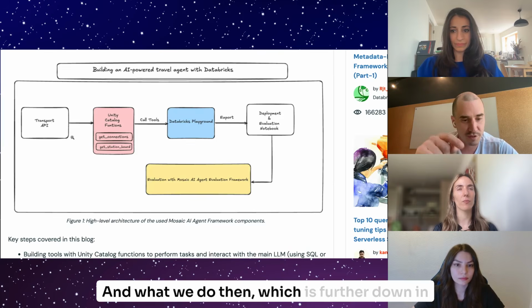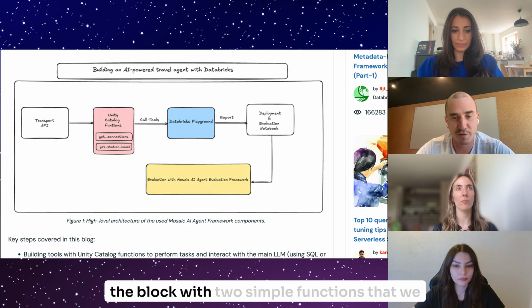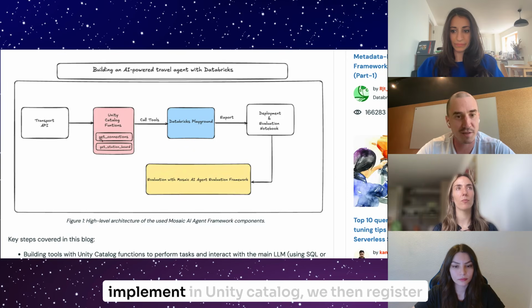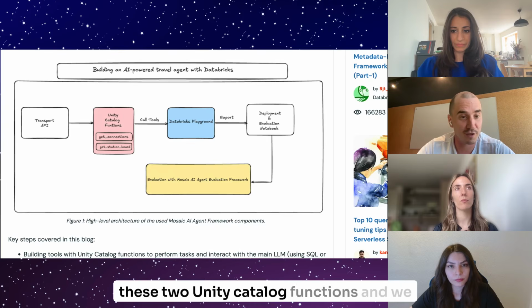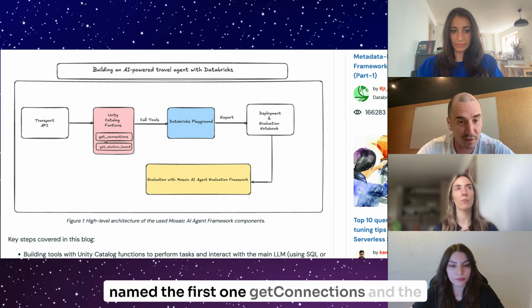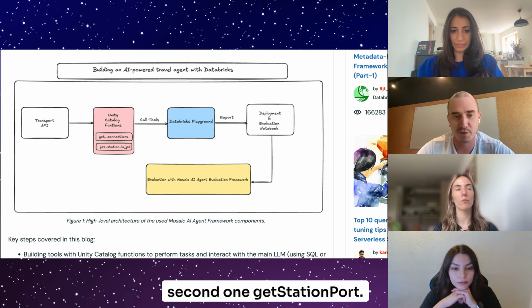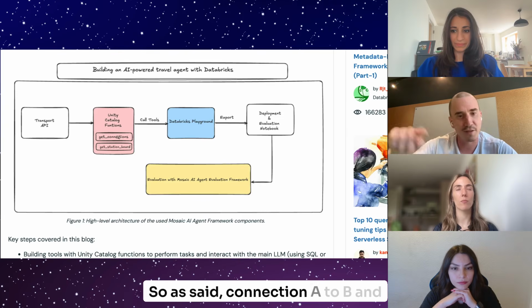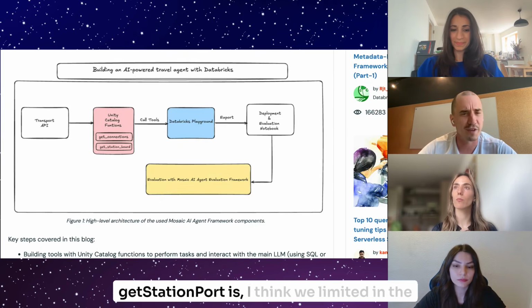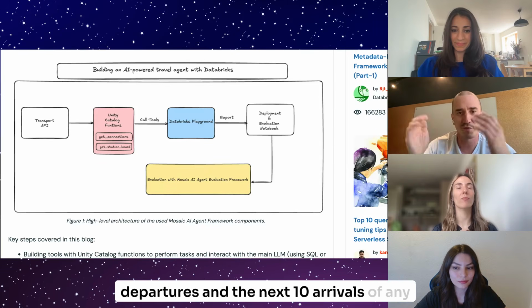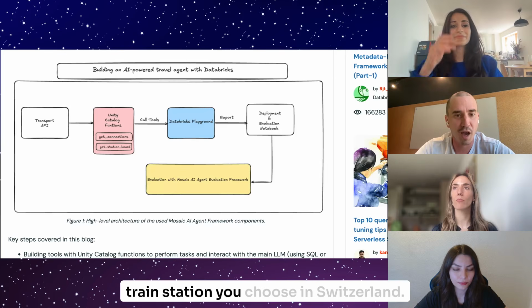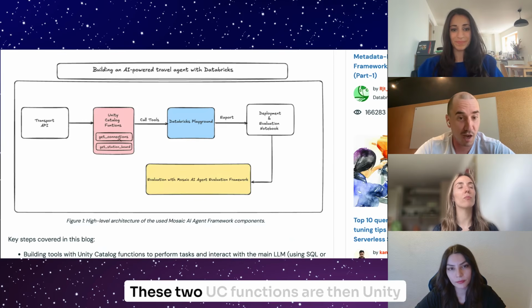And what we do then, which is further down in the blog, with 2 simple functions that we implement in Unity Catalog, we then register these 2 Unity Catalog functions, and we name the first one get connections, and the second one get station port. So as said, connection A to B, and get station port, I think we limited in the implementation to get the next 10 departures and the next 10 arrivals of any train station you choose in Switzerland. These 2 UC functions are then in Unity Catalog.